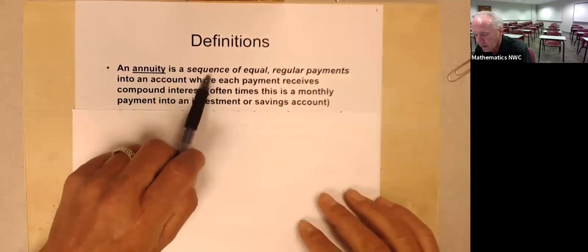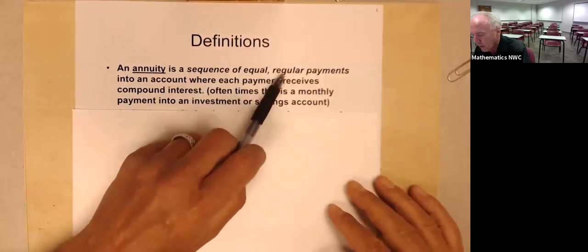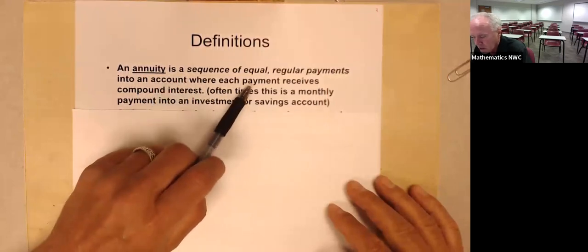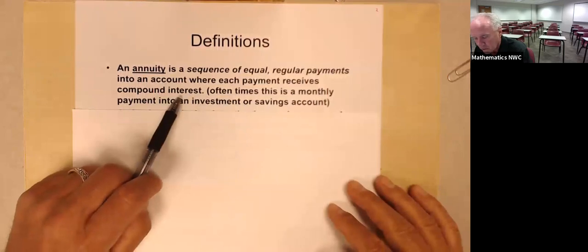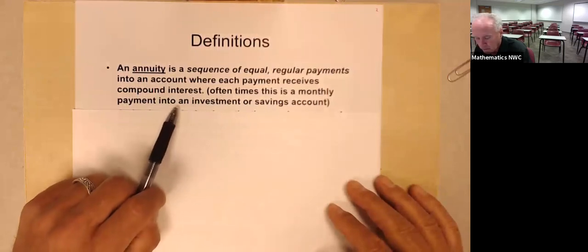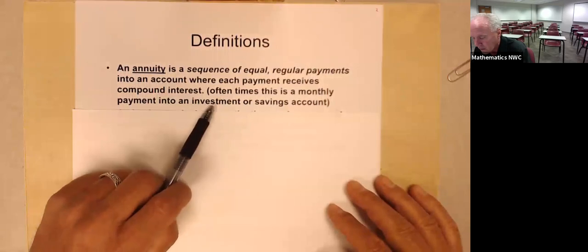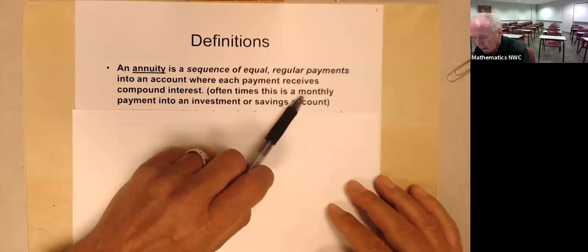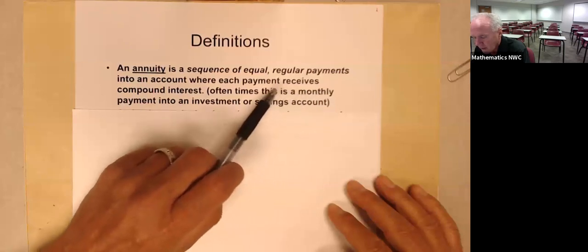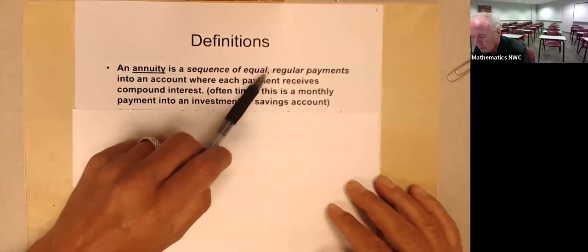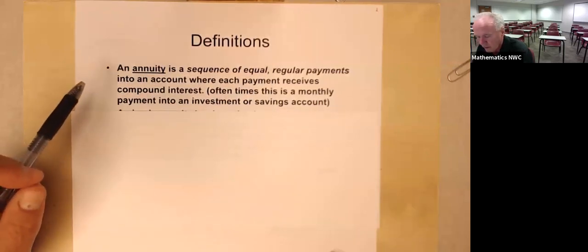An annuity is a sequence, meaning it happens regularly, of equal regular payments into an account, kind of like a retirement account. Each payment receives compound interest, which we looked at in the last section. Oftentimes, this is a monthly payment because most people get paid once a month into an investment or a savings account. So every month, we take a certain amount off our paycheck and we put it into an account, which they call an annuity. The reason it's called an annuity is because we contribute to it every month or whatever time period we use.